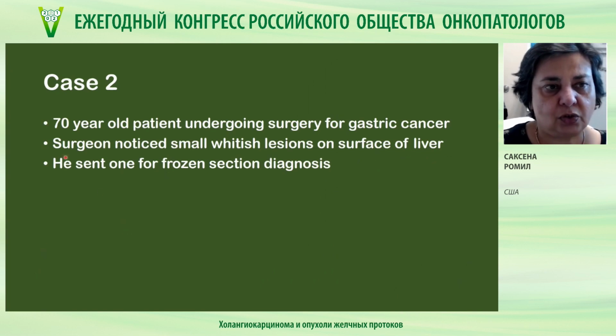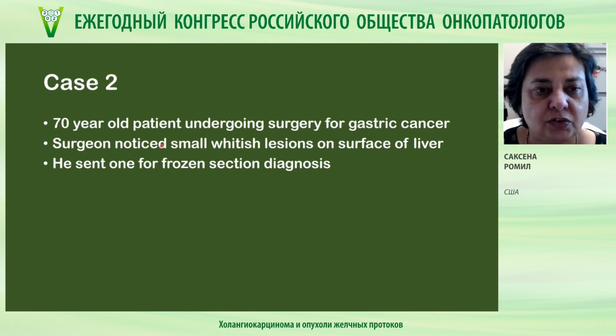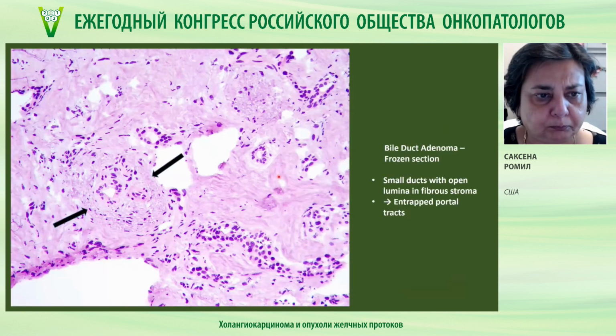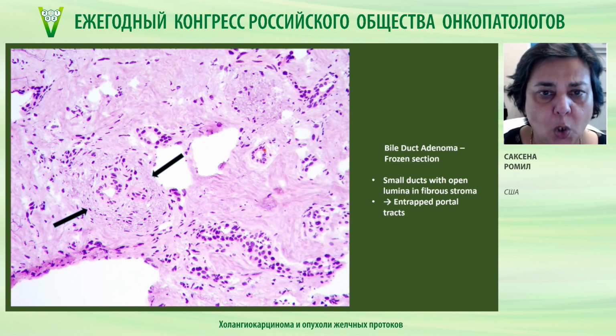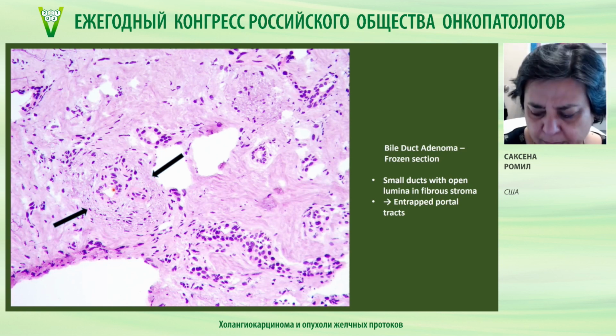Now, here's a second case of a 70-year-old patient who was undergoing surgery for gastric cancer. The surgeon noticed small white lesions on the surface of the liver, and he sent one for frozen section diagnosis. So this is the lesion that we saw on frozen section, and here we see small ducts lined by a single layer of epithelium in a very dense desmoplastic stroma or a fibrous stroma. We also see some entrapped portal tracts. So here's the hepatic artery, and here's a bile duct.